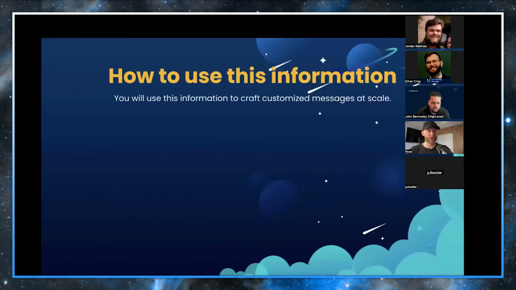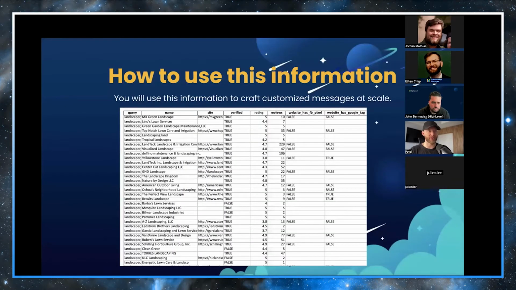So here's how we use this information. You will use this information to craft customized messages at scale. This is roughly how it's going to work. You're going to see, and again, I'm going to show you what tools I like to use and where we actually get this data. But this is the bare minimum of what you want. As you can see, some people don't even have their Google business verified. It says false right here, right?